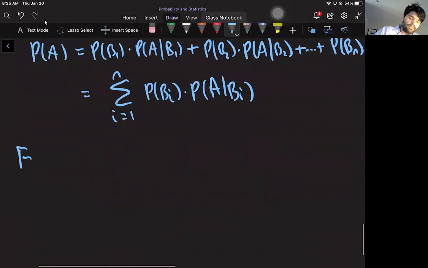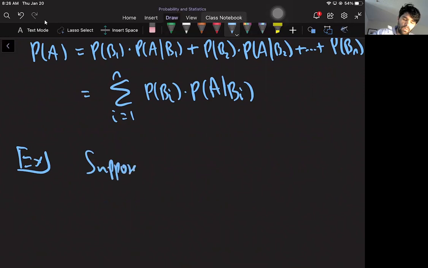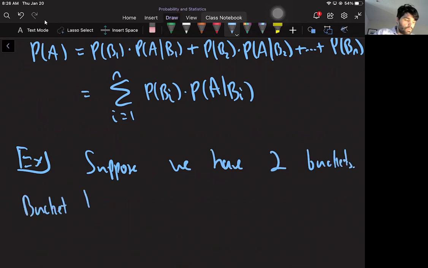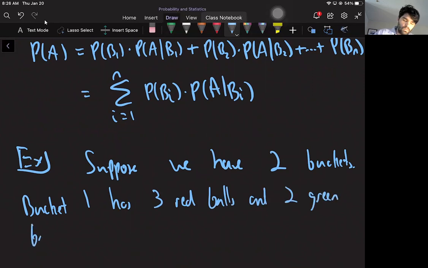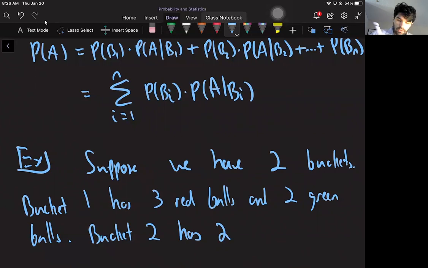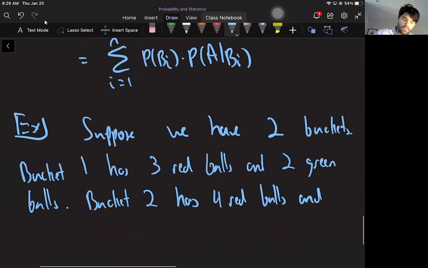Let's do an actual example. Okay, so suppose we have 2 buckets. Okay, so bucket 1 has 3 red balls and 2 green balls. Bucket 2 has, let's do 4 reds and 6 green balls.